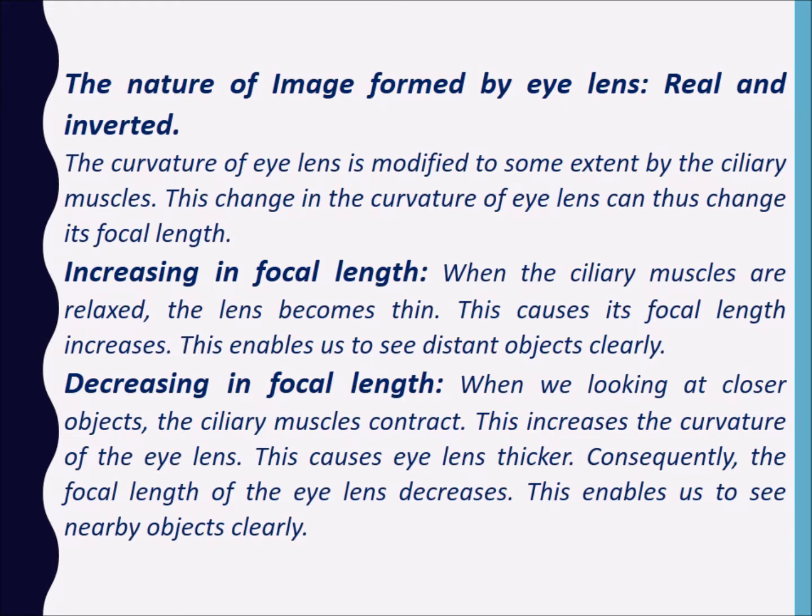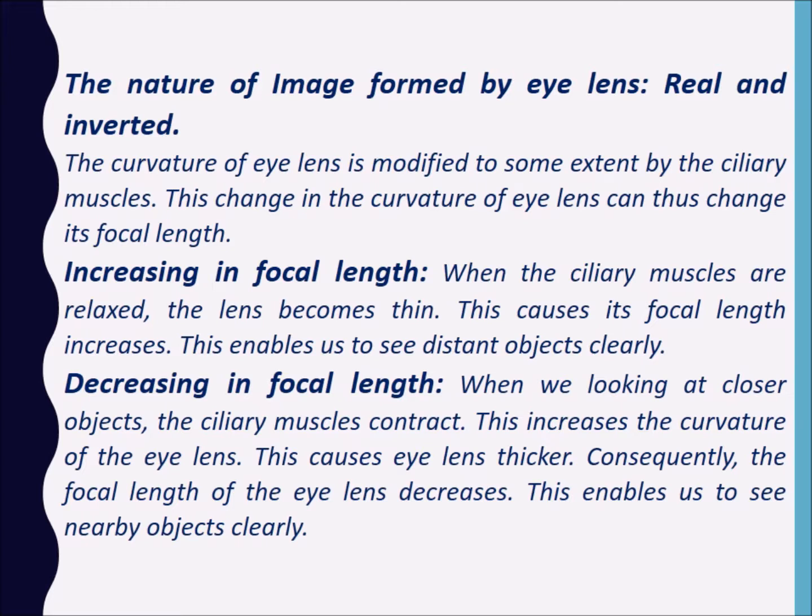The curvature of the eye lens is modified to some extent by the ciliary muscles. This change in the curvature of the eye lens can thus change its focal length. Increase in focal length: when the ciliary muscles are relaxed, the lens becomes thin. This causes its focal length to increase. This enables us to see distant objects clearly.